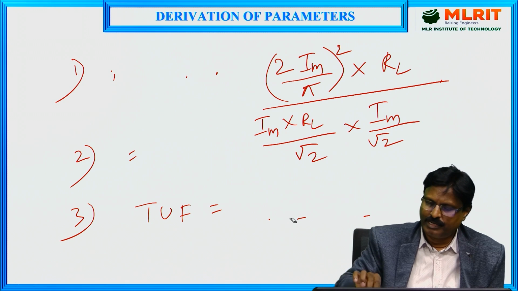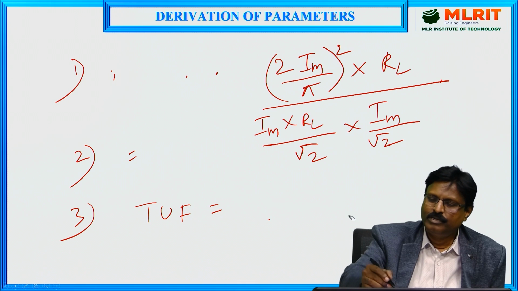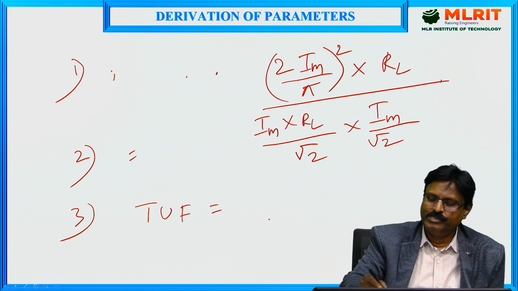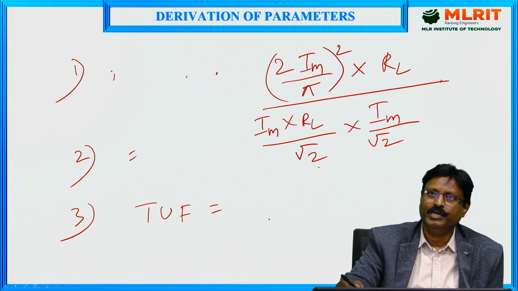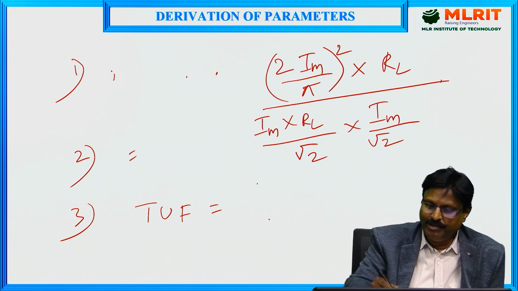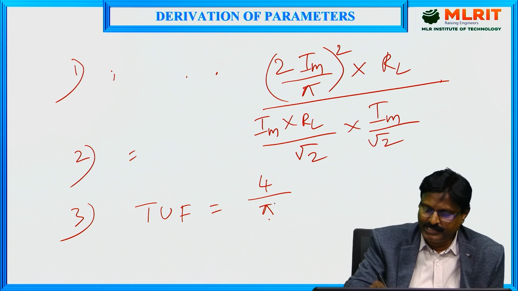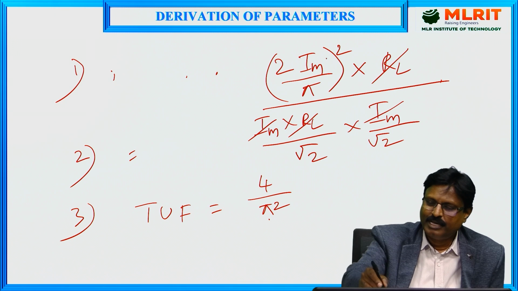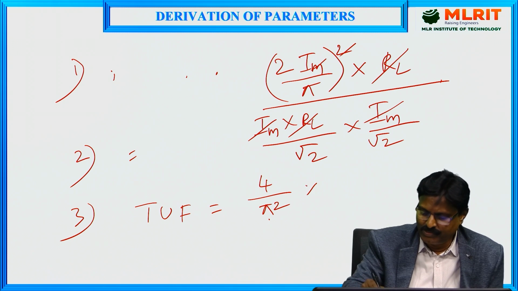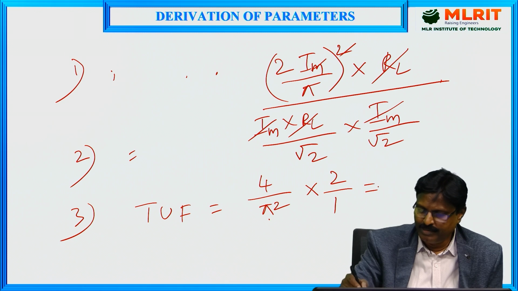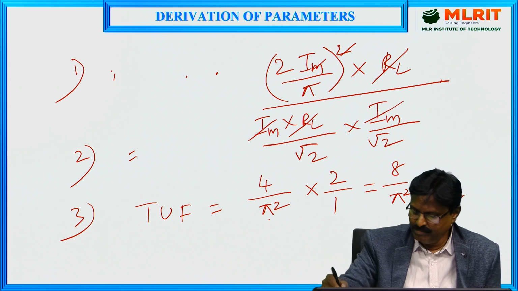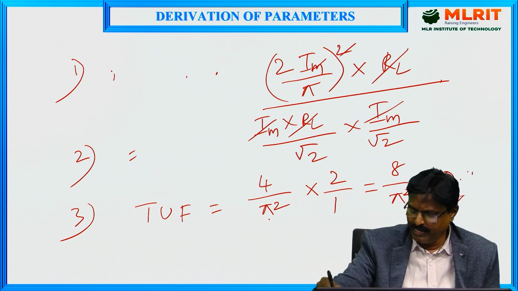So if you go for the calculations here, (2 Im by pi) whole square means 4 Im square by pi square into RL. Here Im square into RL by root 2 into root 2 becomes 2. Finally, the numerator is 4 by pi square, this RL and this RL will be cancelled, and this Im square will be cancelled. So you will be getting 4 by pi square into 2 by 1, that is 8 by pi square, which is equal to 0.816.